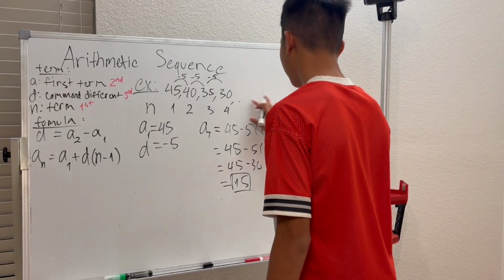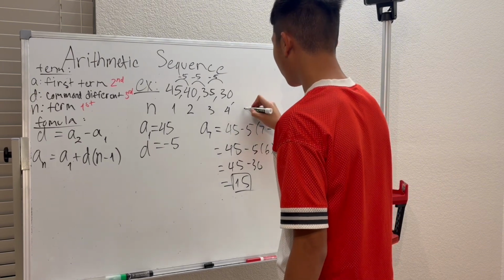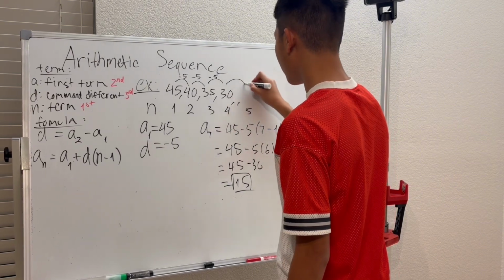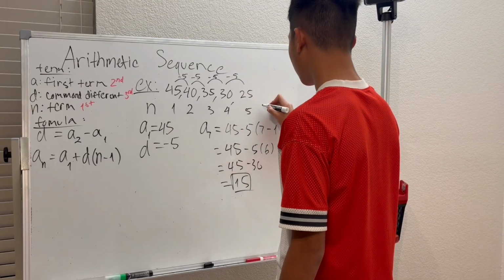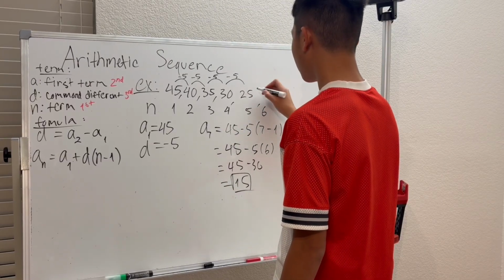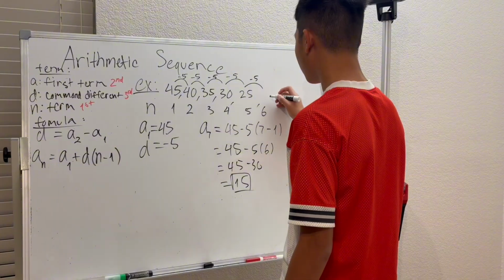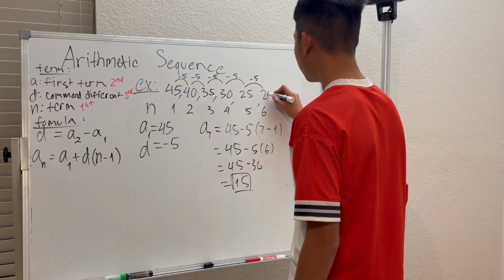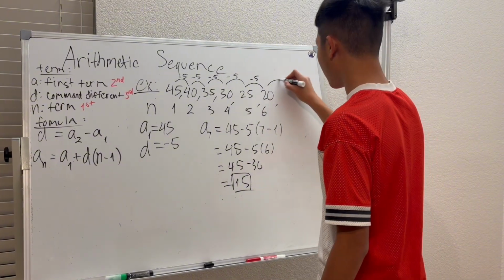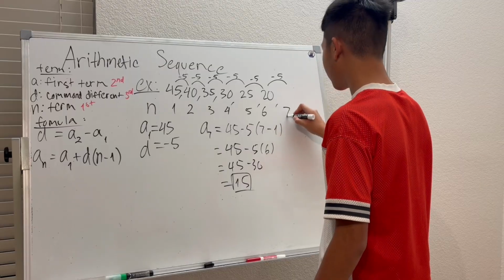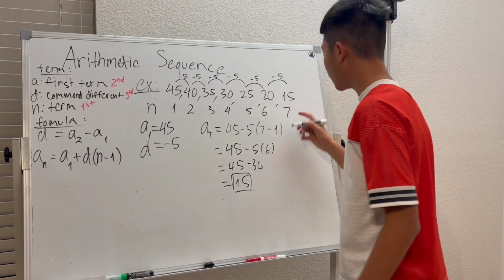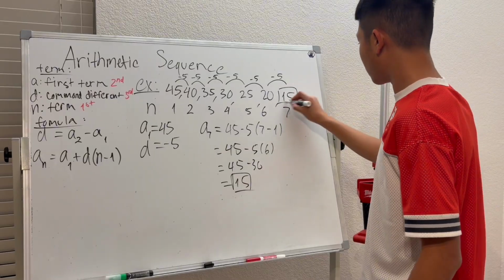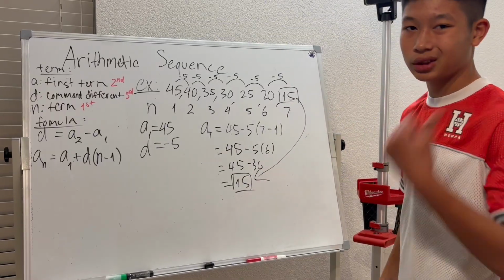We can check this. The 5th term, subtract 5 from this, so you get 25. We already have that one. Now the 6th term, subtract 5, you have 20. Now subtract 5 again, and you get the 7th term, which is 15. Yes, the 7th term is 15. Those match, so we are correct.